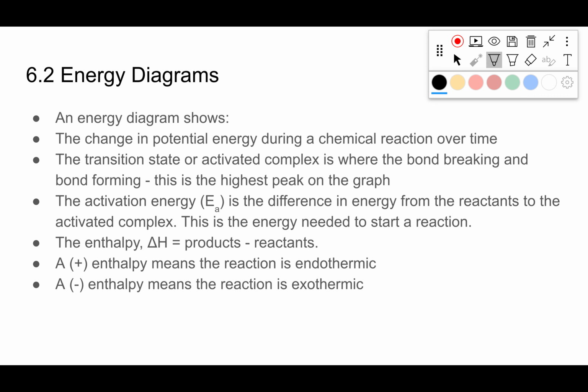Then you have enthalpy, which is represented by delta H. Remember, enthalpy is the amount of energy, and we're going to do products minus reactants to figure out our enthalpy. If you have a positive enthalpy, it means that the reaction is endothermic. It's going to take energy. It's not going to start on its own. It's not going to be spontaneous or favorable. If it's a negative enthalpy, it means the reaction is exothermic, which means it can occur on its own and would be able to be favorable.